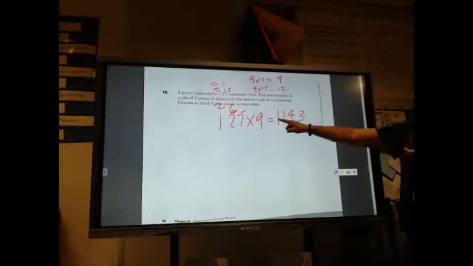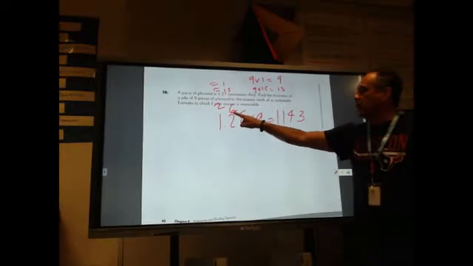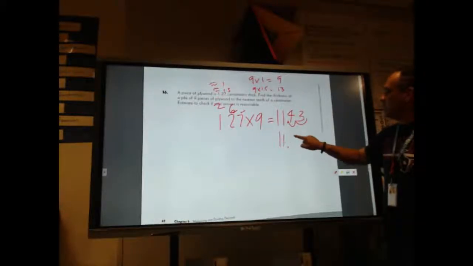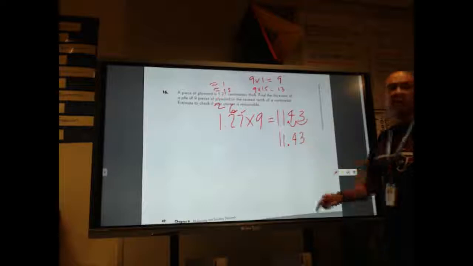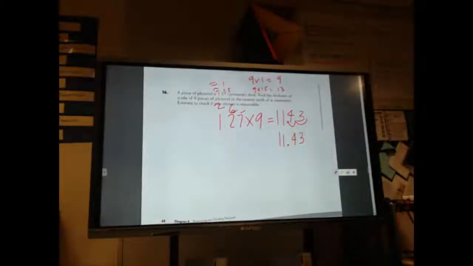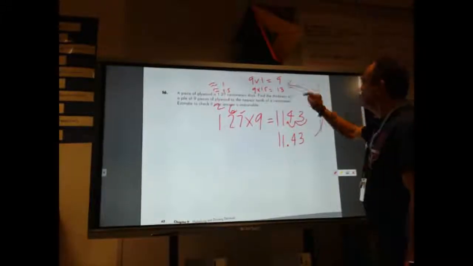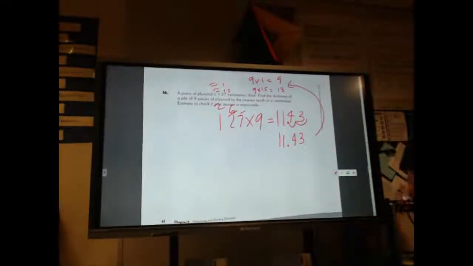So what I do is I count how many I have. I have 1, 2. So I'm going to move the decimal point 2 times. So my answer is 11 and 43 hundredths, right? So am I close to these? Yeah, I'm in between, right? Couldn't be 1,000, couldn't be 1.1, it could be 11. So I'm going to take that.